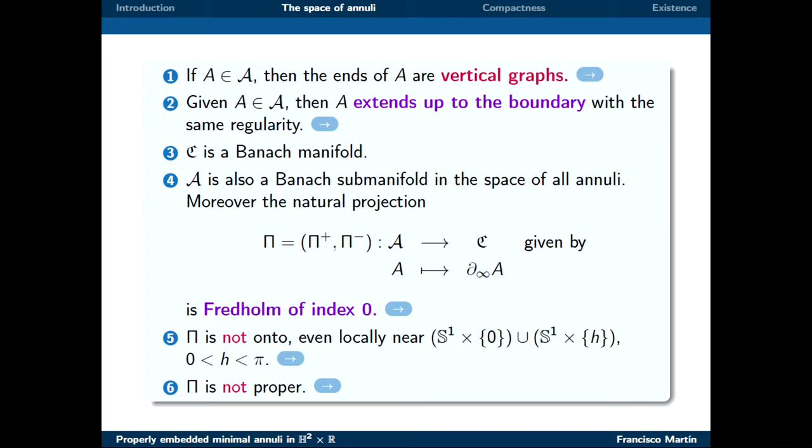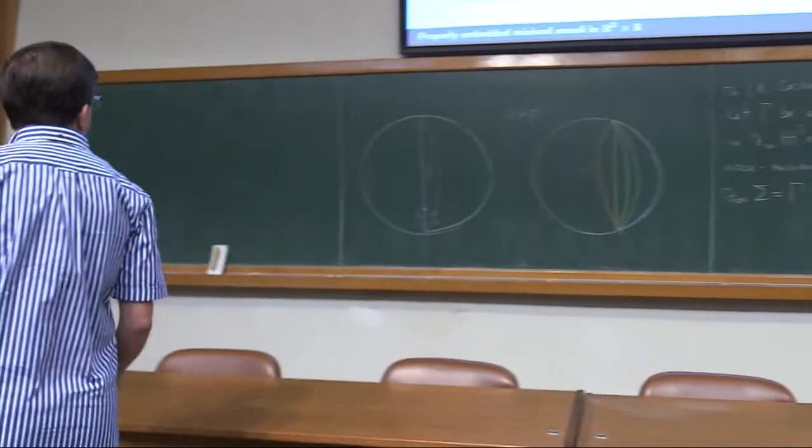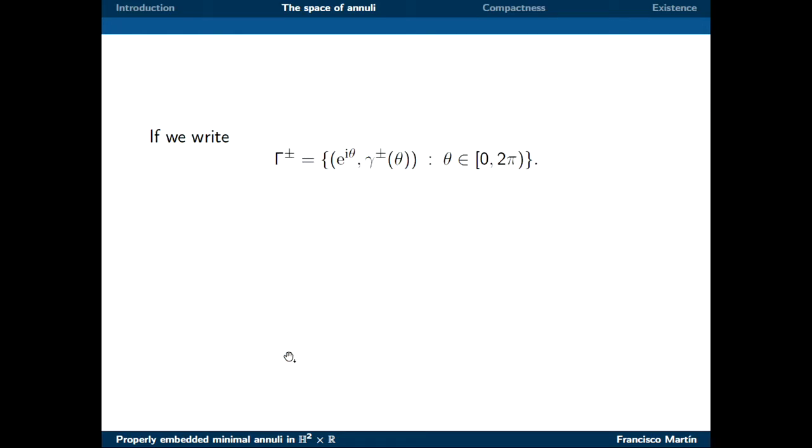Unfortunately, it's not like in the case of minimal disks. So this projection, pi, is not onto. What we have proved in the paper is that P plus and P minus, independently, are onto. But both together, no. And the example for this is very simple. So I'm going to write the curves in this way, as graphs over the ideal boundary.